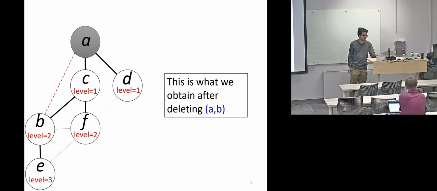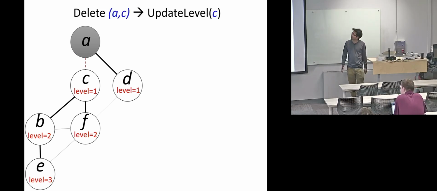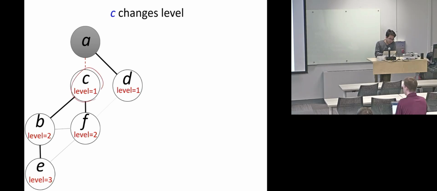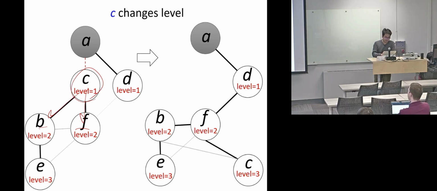Okay. And now let's say I delete one more, delete A and C. So I just need to call update level of C. Look at all of its neighbors. Who is the best? It can be B or F. And now just set the level of C to be the level of the best neighbor plus 1. So the level of C is now 3.